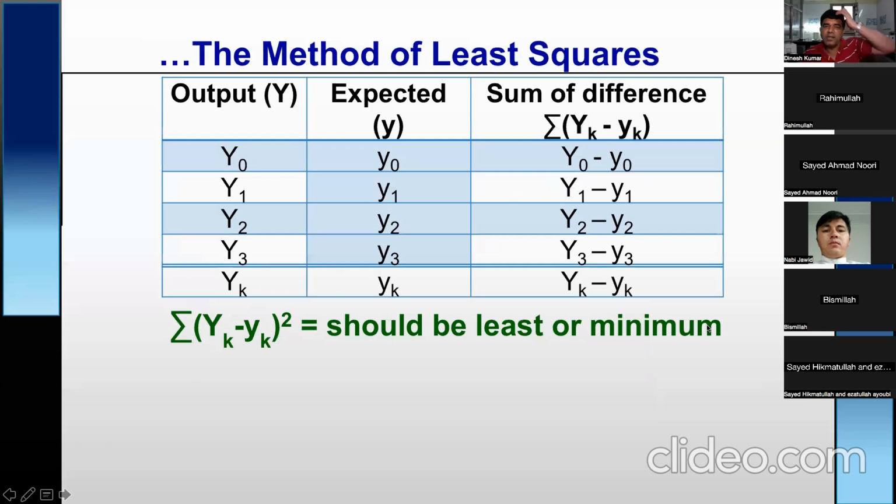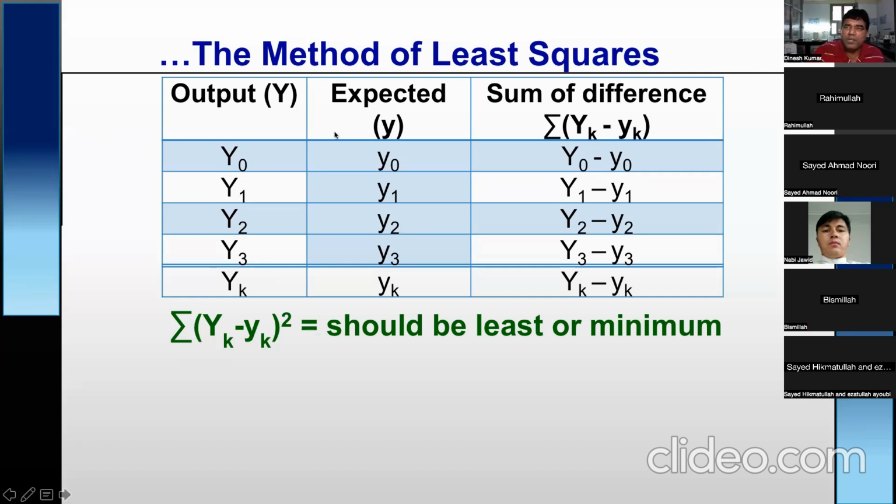So this can be written in the table form. One is output. This is your dependent variable. And here on the left side, you can put independent variable: x0, x1, x2, x3, x4, and xk. Then output is y, dependent variable. Y0 is when x is 0, Y1 when x is x1, Y2, Y3. So these are your actual data from the field.